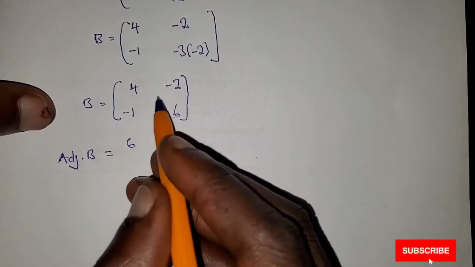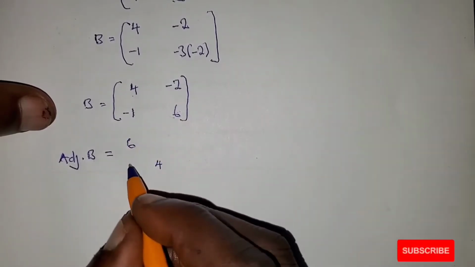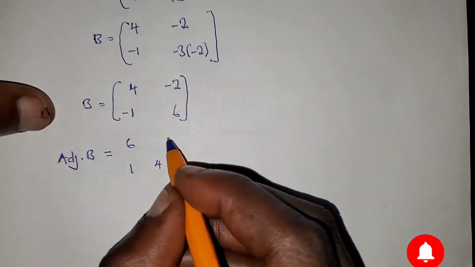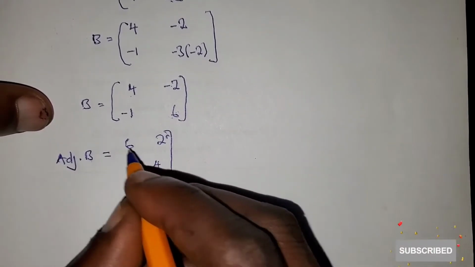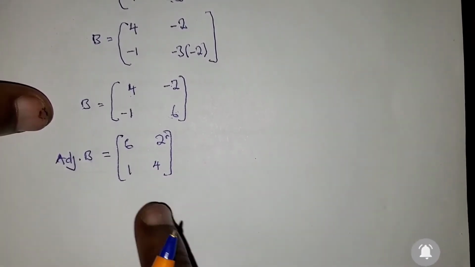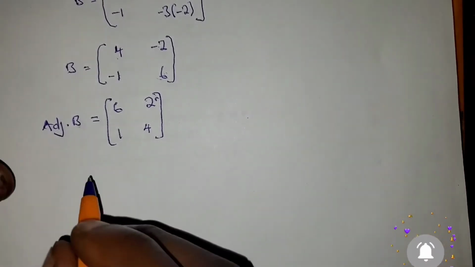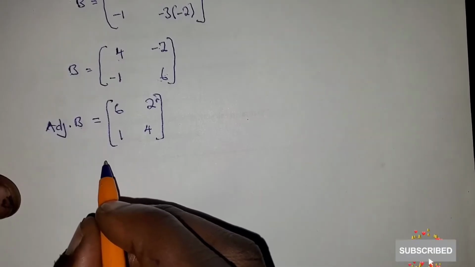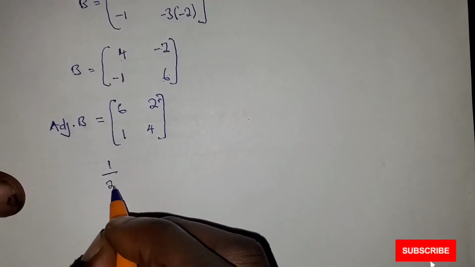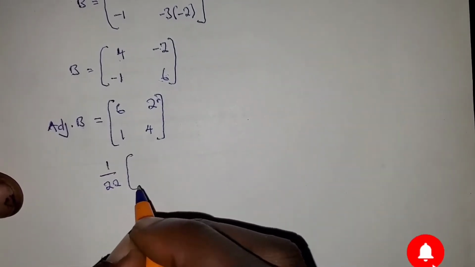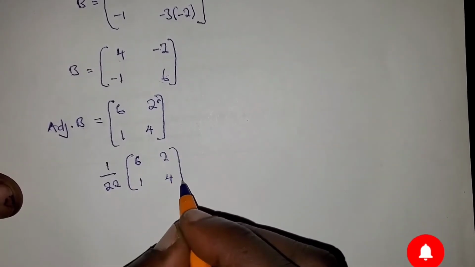But in the minor diagonal, you don't swap them, you just change the signs. If this is negative, it's going to be positive. If this is negative, it's going to be positive as well. If it was positive, it would have been negative. So this is the adjoint matrix. Now, to the adjoint matrix, you need to multiply the inverse, I mean, the 1 over the determinant. What is the determinant? The determinant given in the question is 22. So 1 over 22 times 6, 2, 1, 4. Now let's expand.